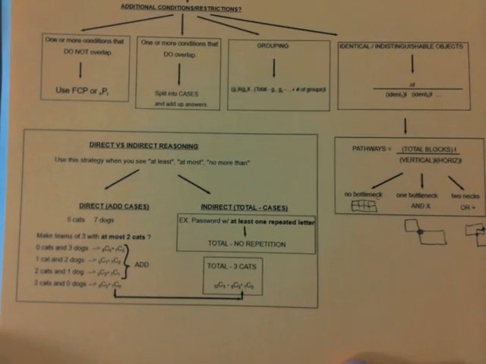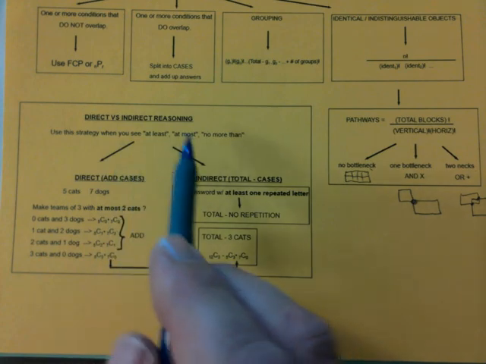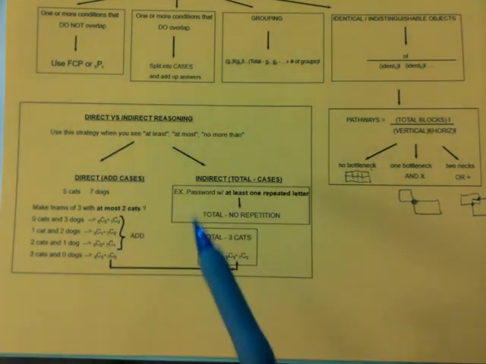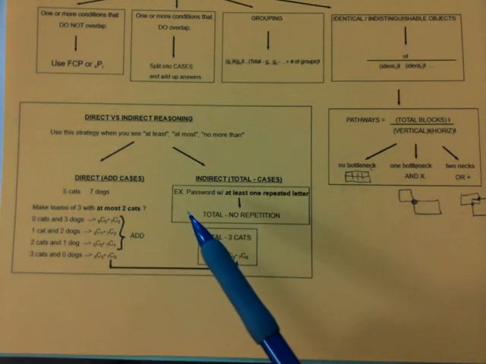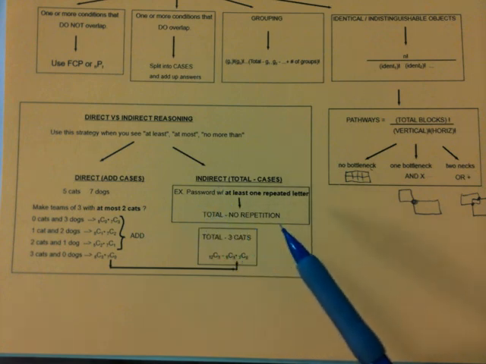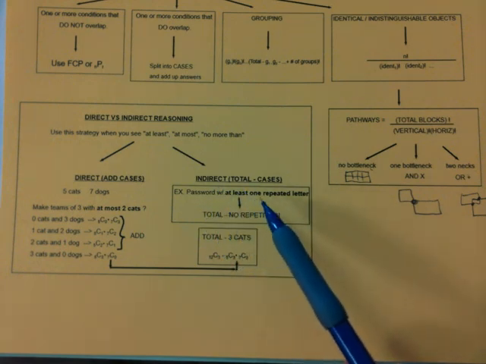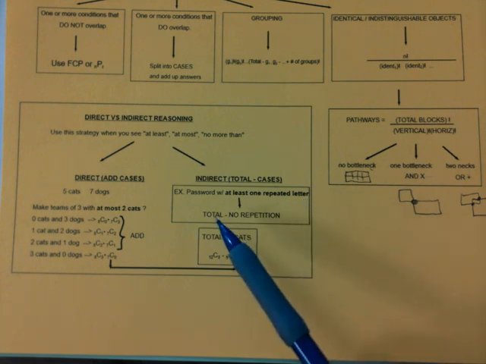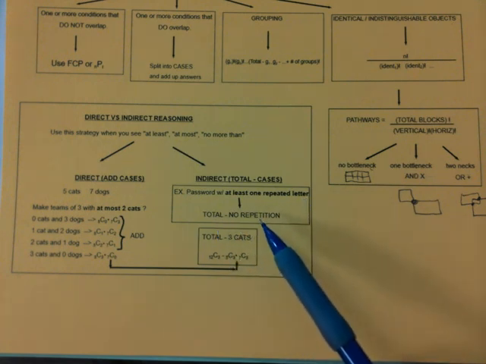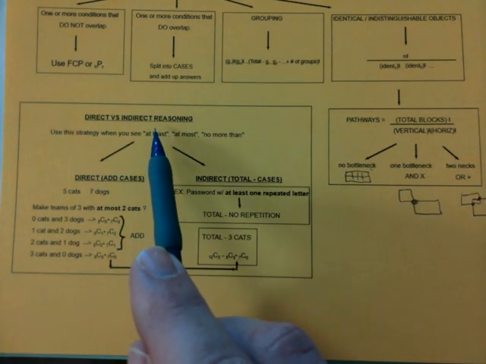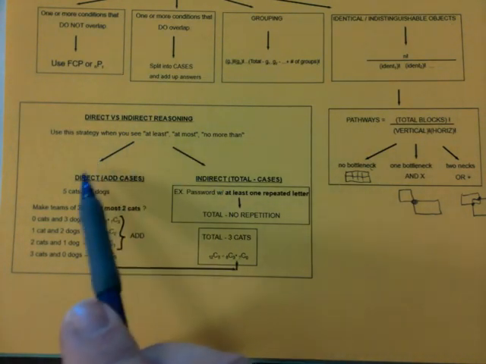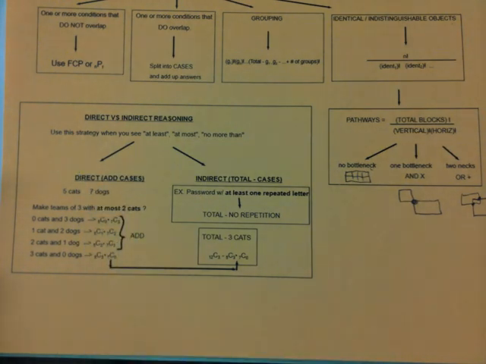And then the scary box at the bottom here, this is just reviewing direct and indirect. But if you got what I was saying today, this is probably the most important one right here. This is the most commonly used by the province, by us, right? Password with at least one repeated letter. You would go total minus no repetition to figure out a password that has one or more repetitions. Okay. And I talk about indirect versus direct. So those are your two options. You choose what you want to do. Both work if you do it right.